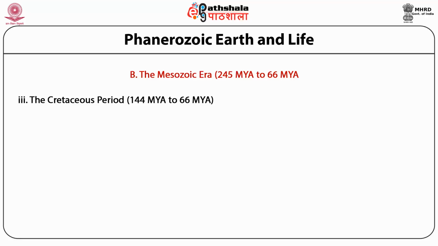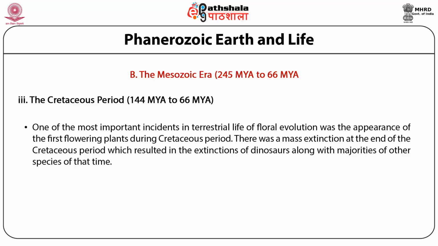The climate of the Cretaceous period remained equable, but there were marked differences between north and south. One of the most important incidents in the terrestrial life of floral evolution was the appearance of the first flowering plants during the Cretaceous period. There was another mass extinction at the end of the Cretaceous period, which resulted in the extinction of dinosaurs along with the majority of other species of that time.